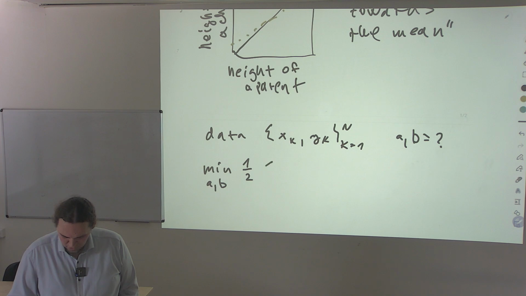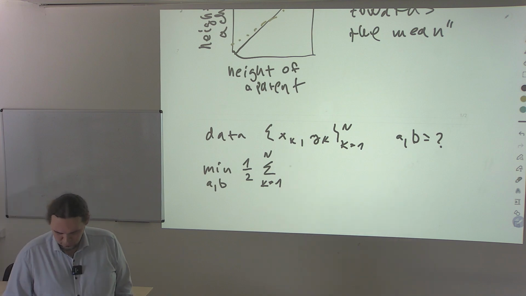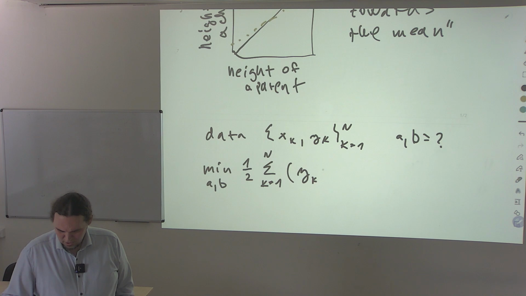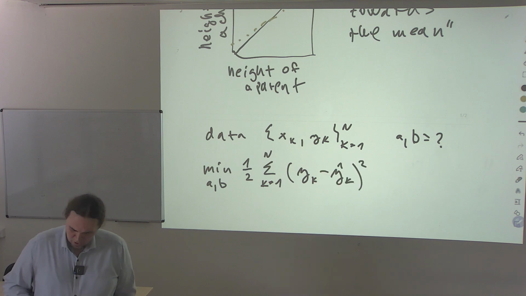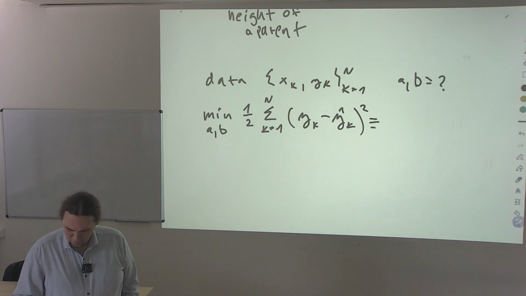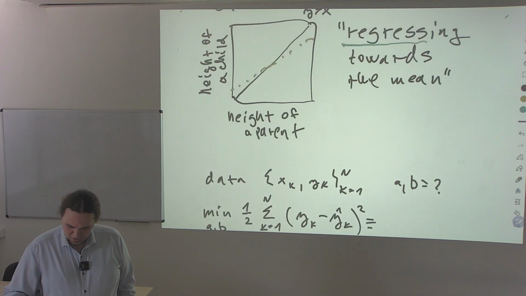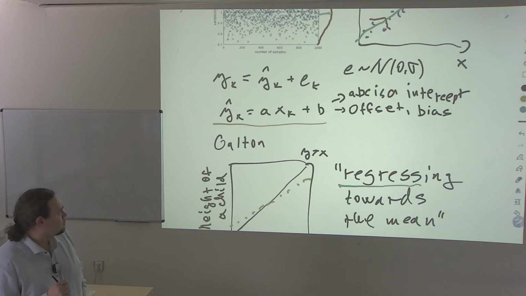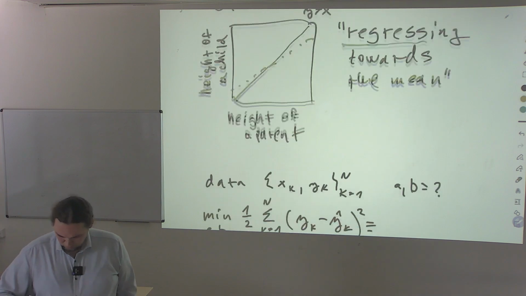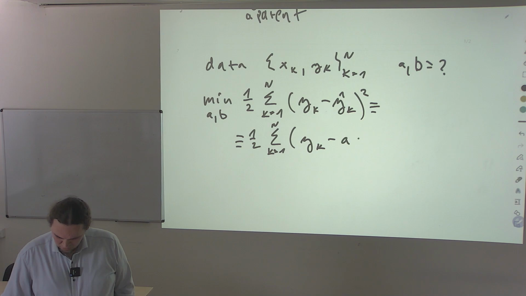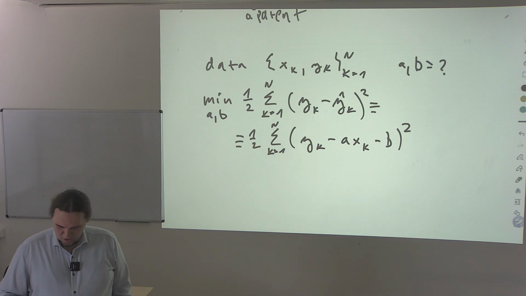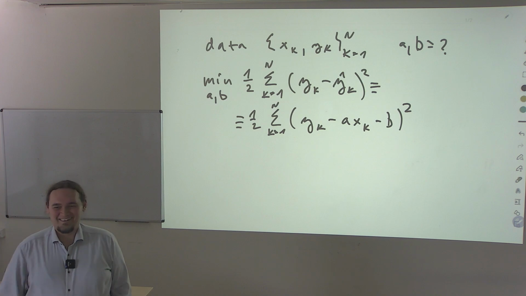our objective function. And what can we do now? Well, we take a sum of squares of the deviations of our data points from the model that we are trying to find, or in other words, we can already plug in what we have assumed here to be our model. So y_k minus a x_k minus b. Good.